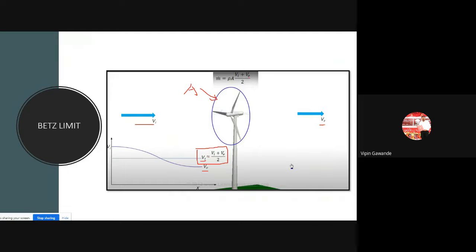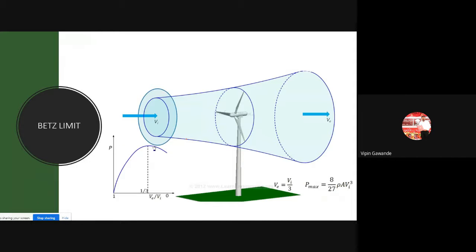So Vt is equal to (Vi plus Ve) divided by 2. Okay, so the mass flow rate we have mentioned here. After that, what will happen? Now, when we calculate the power in terms of the velocity component, that is the exit velocity divided by the inlet velocity, the power will give some power curve.